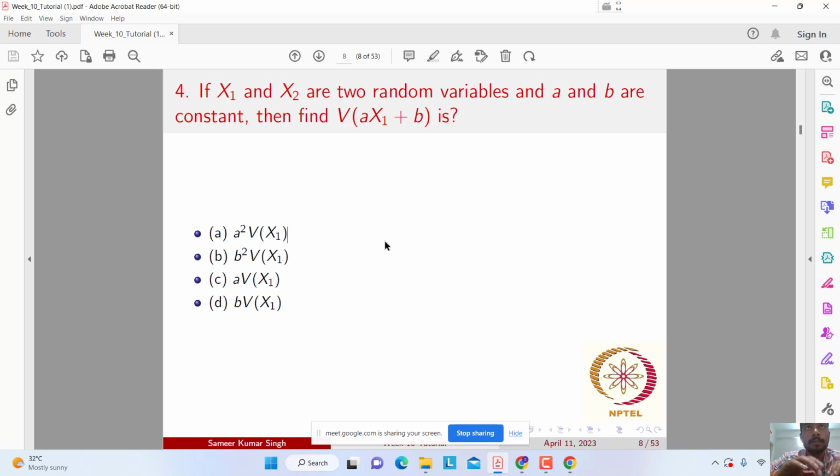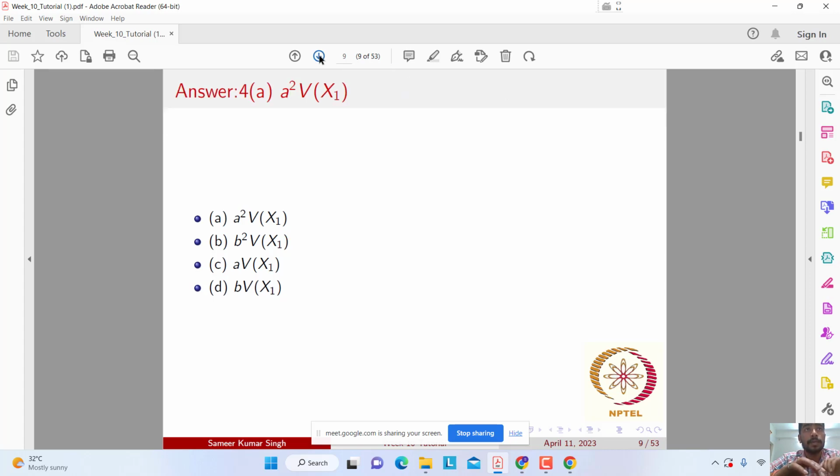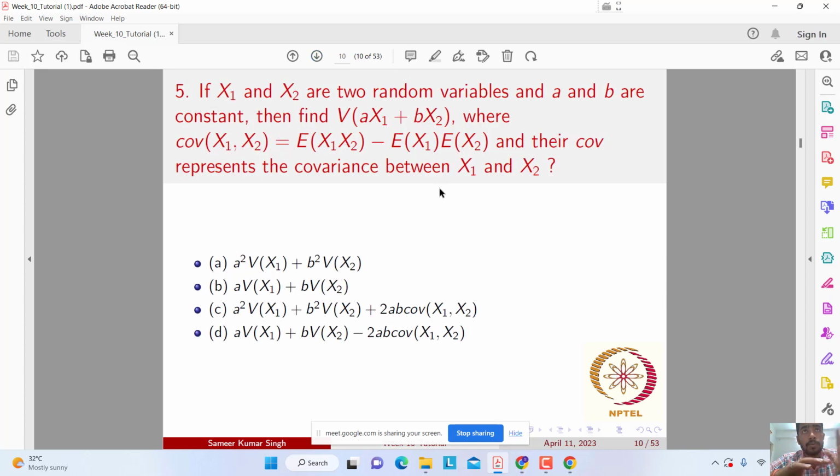Okay, I'm trying. The rest of you can solve question number 5 till then, and then I will tell you. So the answer for question number 4 is the A part. Now question number 5 is also correlated. There we have to find the variance of ax1 plus bx2, where x1 and x2 are random variables and a and b are constants. These four are your options.